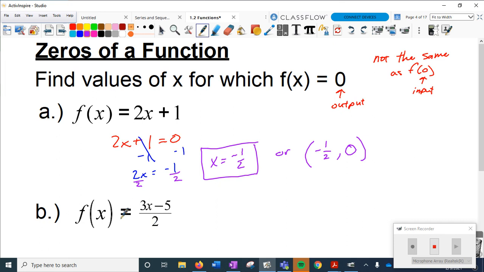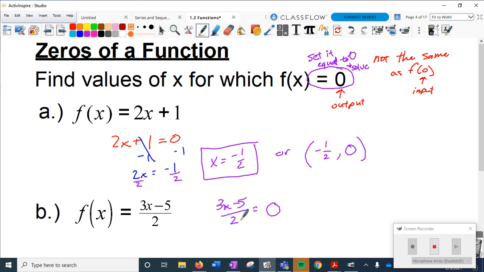All right, let's do the next one now. Now we have a fraction. Oh no, we hate fractions, but that's okay. We're still going to do the same thing. We want to set it equal to 0, which means setting the function equal to 0 and solving. When does this whole function equal 0?